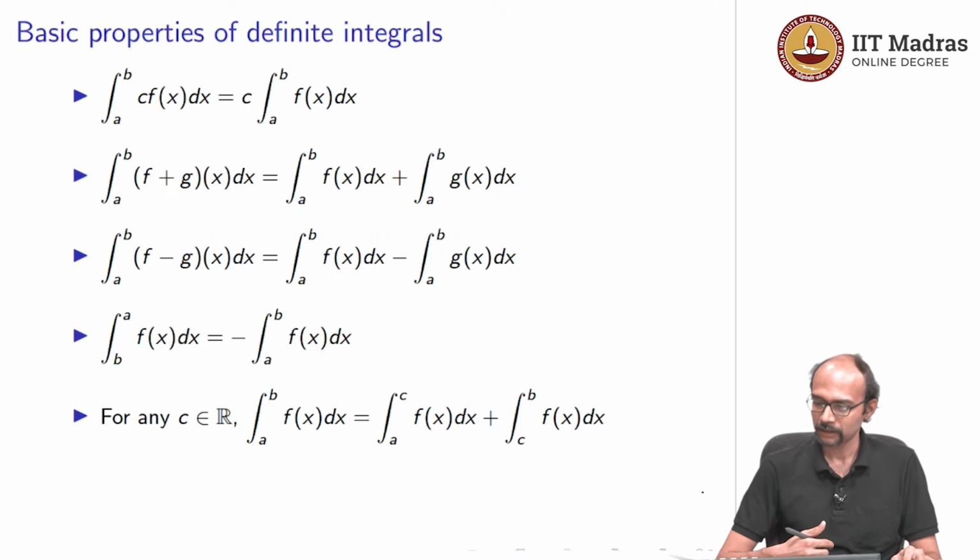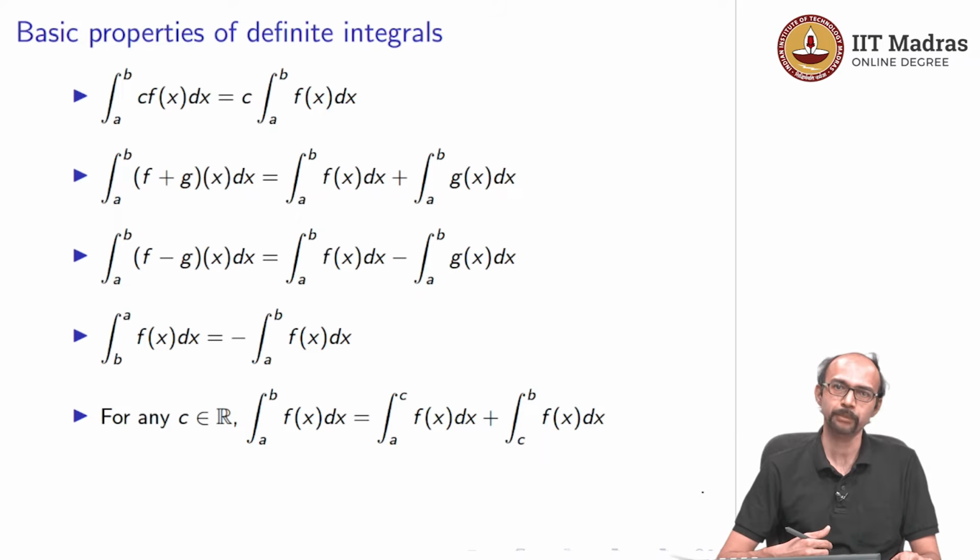For any c in R, so c is some real number, if you integrate a to b f of x dx, then you could integrate from a to c and then integrate from c to b and add them up. Okay. So, if c is somewhere in the middle of a and b, this seems like a perfectly natural statement.